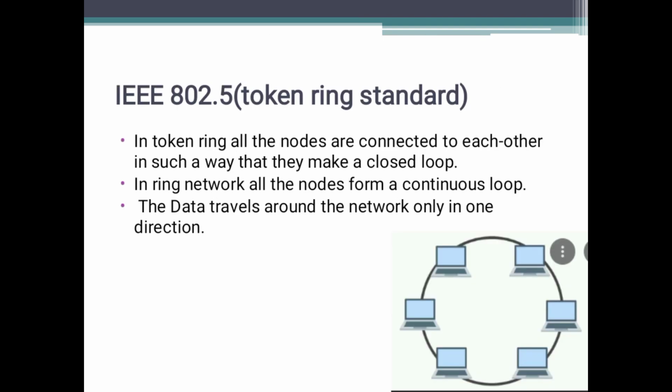Now let's see what IEEE 802.5 is. It is also known as the Token Ring Standard. The IEEE abbreviation stands for Institute of Electrical and Electronics Engineers. 802.5 is also known as token ring. A token ring network connects all the devices in a computer network in a circular or closed manner. The word token describes the segment of data that is sent through the network. The data travels around the network only in one direction.